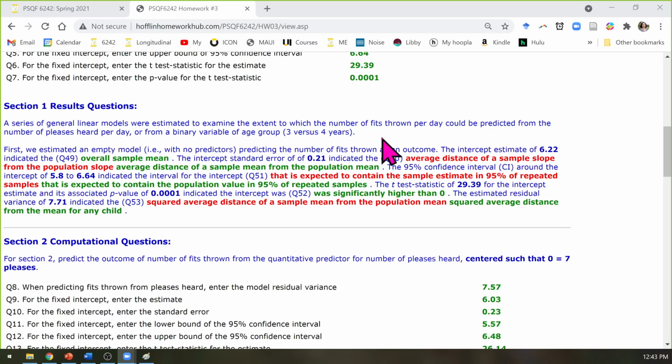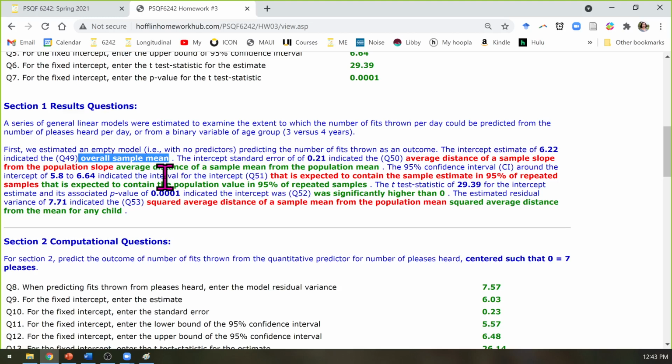So the fixed intercept is your best guess as to what someone's outcome is going to be. If you don't know anything else about a person, your best guess is the mean. So the intercept estimate is the overall sample mean. I believe another choice was population mean. I'm just going to tell you right now that is never the correct answer, because the population is a hypothetical construct. The only time you really know what the population is is if you made it up yourself.